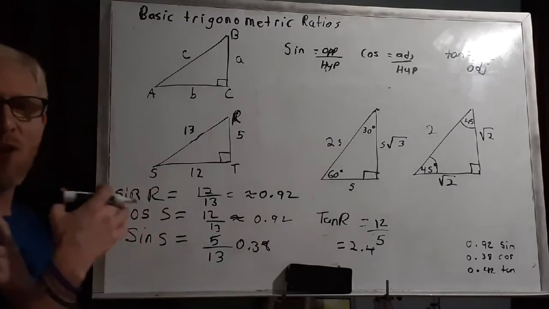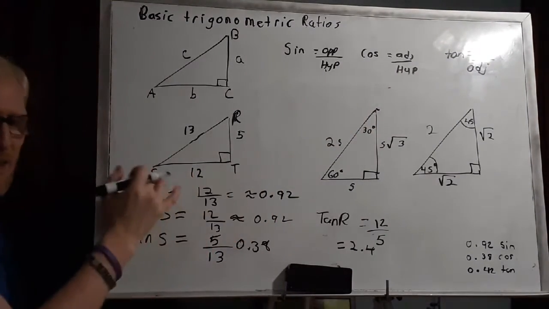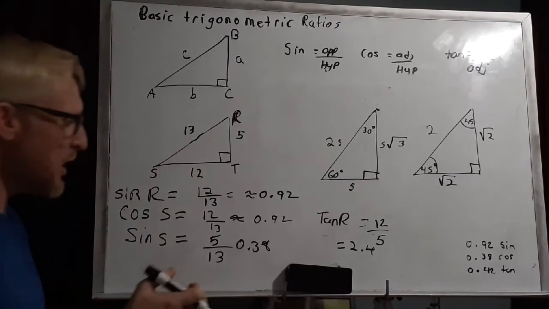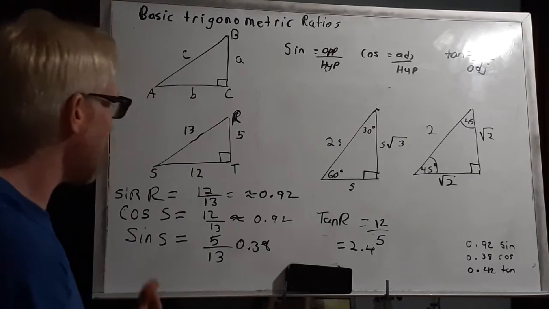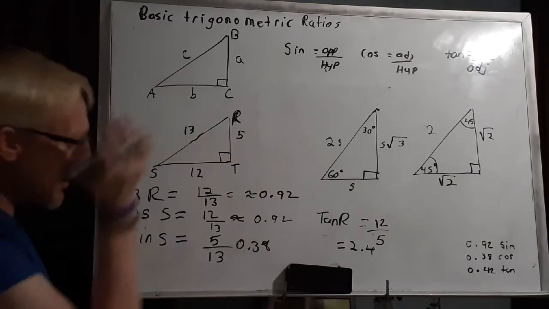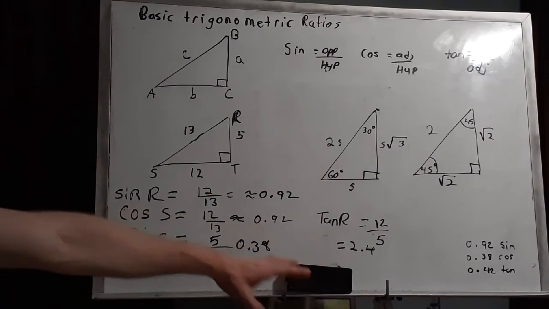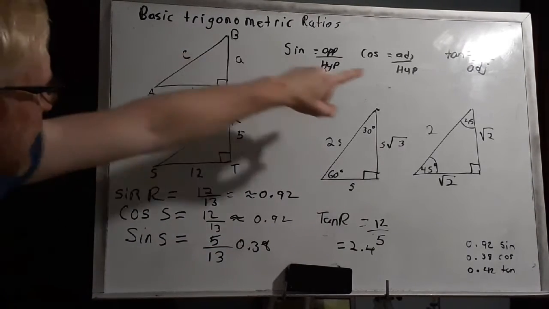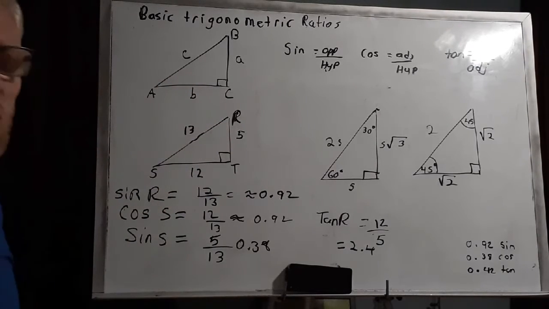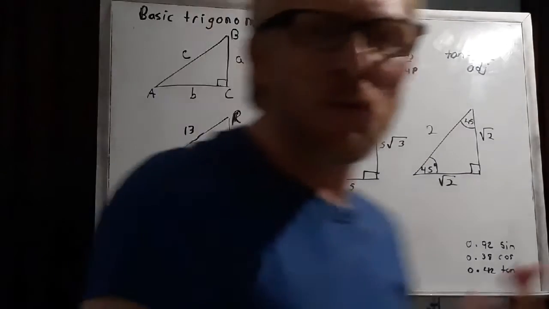If I'm being asked to find the cosine of S, cosine is adjacent over hypotenuse. Adjacent being the closest side to S, which is 12. Hypotenuse is 13, and that's also 0.92. The sine of S, which would be the number farthest from S, which is 5, over the hypotenuse, so it's actually 5 over 13, which is approximately 0.38. And the tangent of R, R is over here, tangent is opposite over adjacent, so that'd be 12 over 5, which is approximately 2.4.